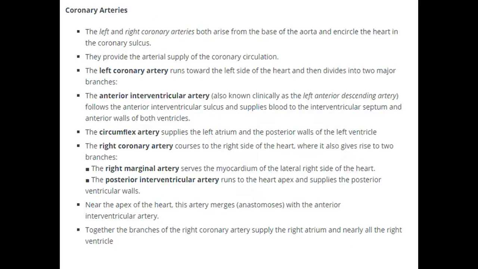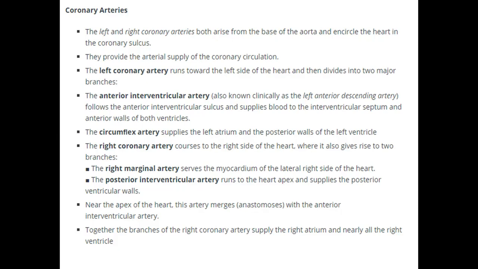So let's start with coronary artery. So we said that there are two main coronary arteries, the left and the right coronary arteries. And both of them arise from the base of the aorta or the beginning of the aorta, and they encircle the heart in the coronary sulcus. So the left and right coronary arteries arise from the base of the aorta. So they are going to ask you in an exam, where does the right and left coronary artery arise from?